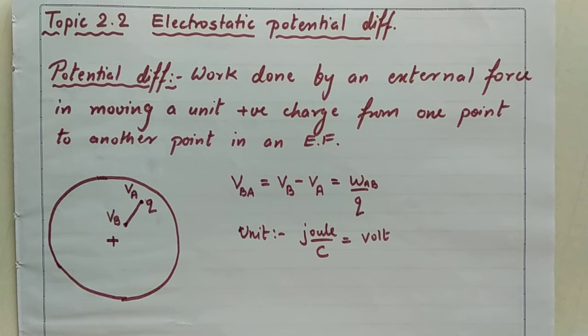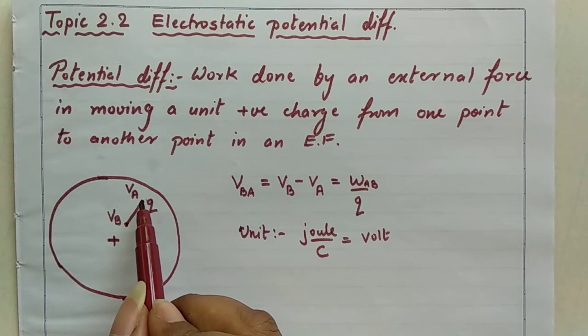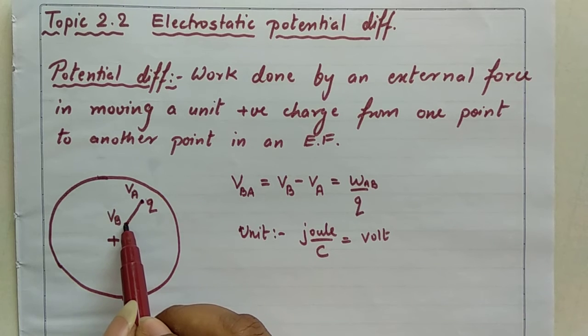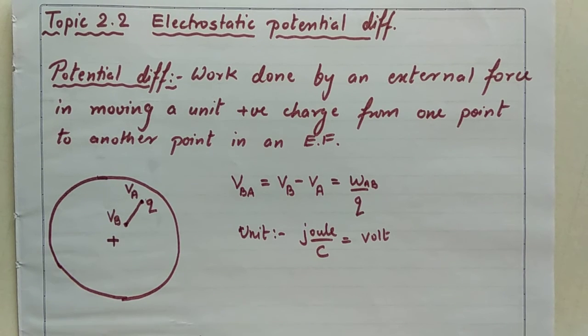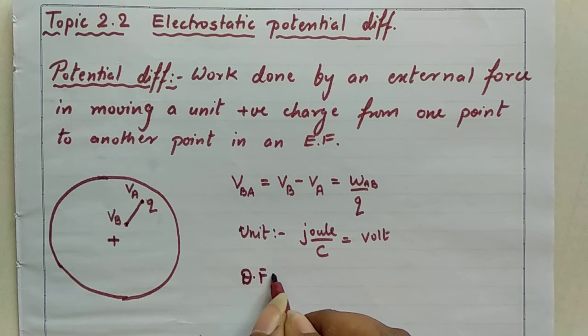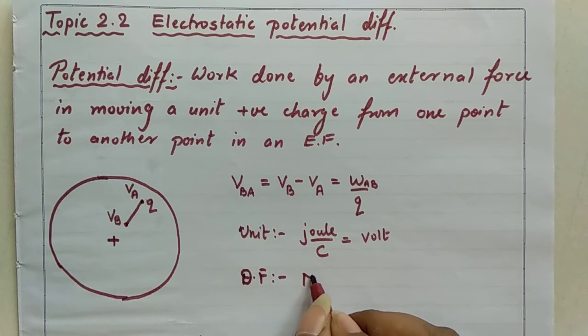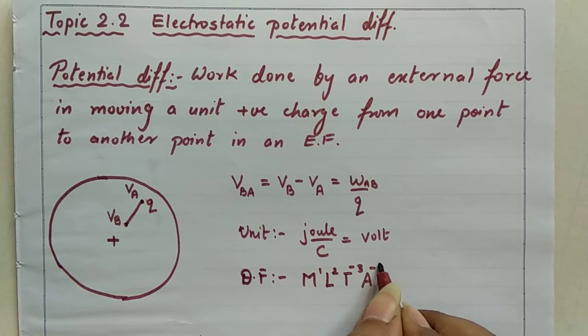And from here, we can define 1 volt. Suppose if the work done in moving a unit charge particle from A to B in electric field is 1 joule, then the potential difference between these 2 points is known as 1 volt. What will be the dimensional formula of volt? You have already studied how to calculate dimensional formulas. So dimensional formula of volt is M1 L2 T minus 3 A minus 1.